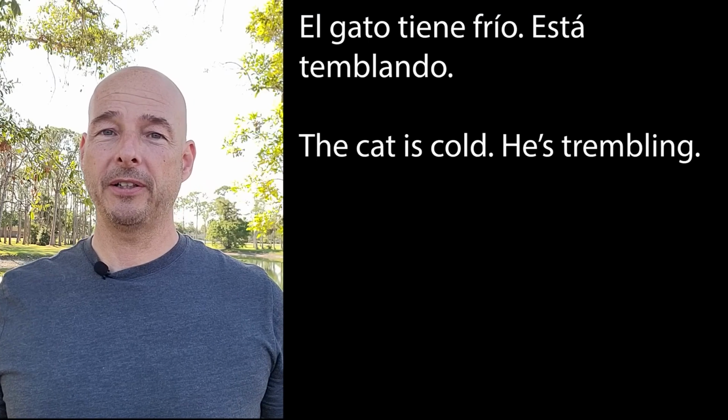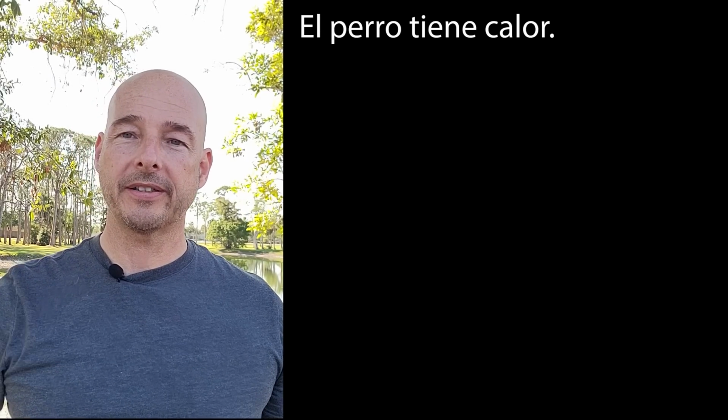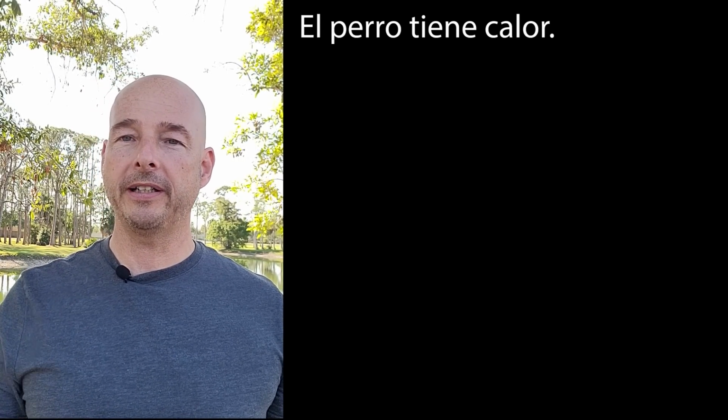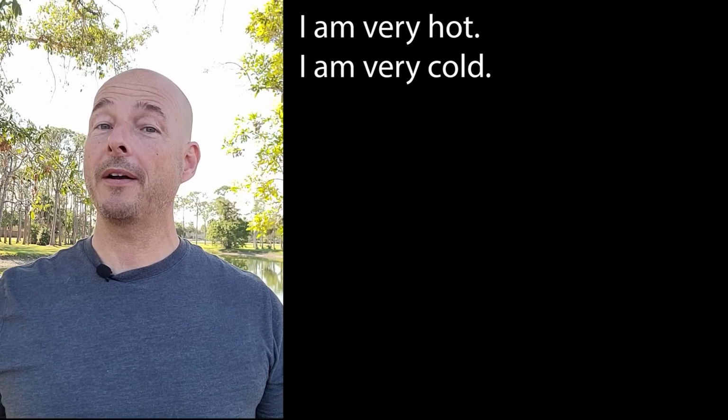You can use this with animals, but you're really talking about their perceived temperature. For example, el gato tiene frío, está temblando. The cat's cold, it's trembling. Or you see your dog outside panting and you're like, el perro tiene calor. The dog's hot. Sometimes you want to be able to say, I'm very hot or I'm very cold.